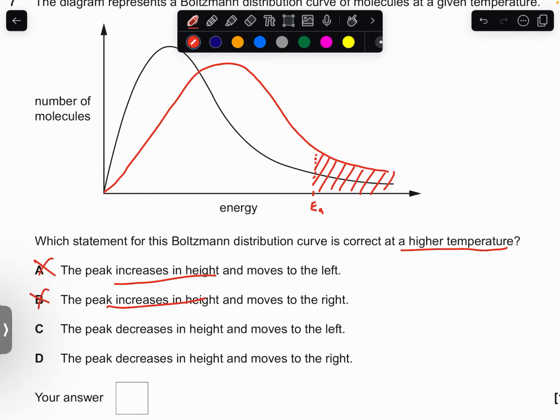The peak decreases in height and it should move to the right. So it should be D. 7D, the mark scheme supports that.